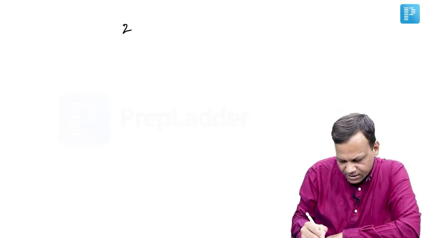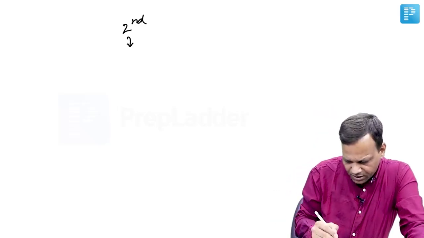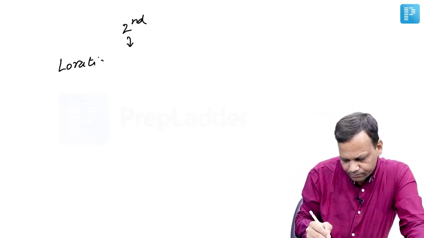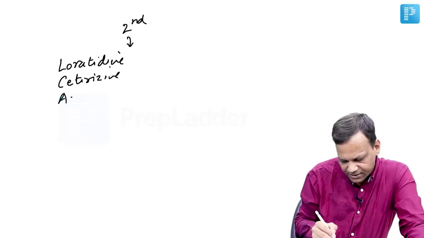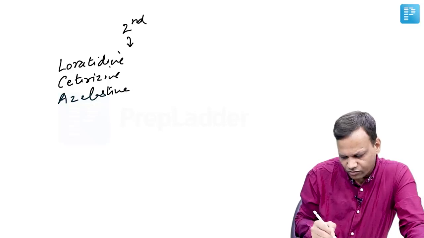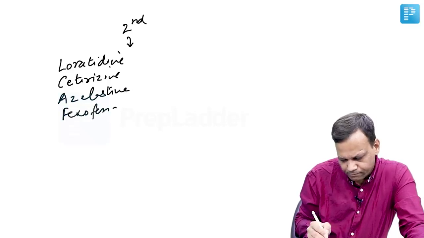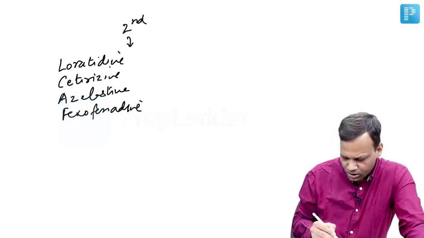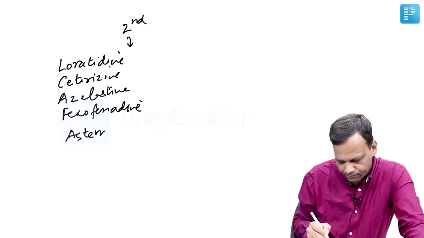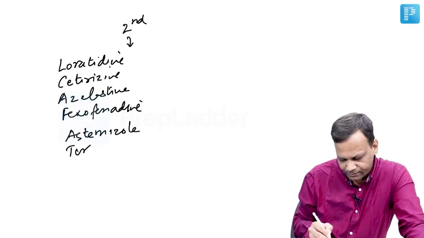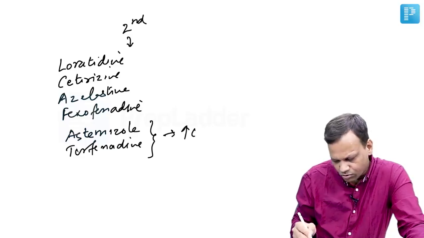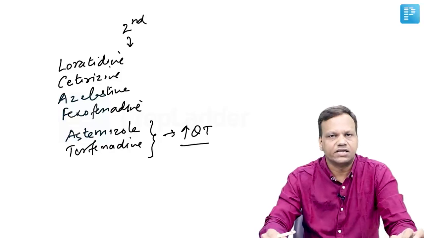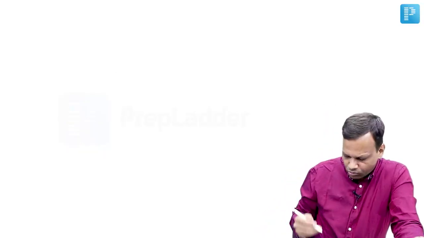On the other hand, second generation drugs, they have only anti-allergic uses, no other uses. The important drugs being loratadine, cetirizine, azelastine, fexofenadine, and two drugs which are withdrawn now. These are astemizole and terfenadine. So both of these are withdrawn because of same side effect. They cause QT prolongation, which can lead to torsades de pointes. Okay. So that is important about histamine.